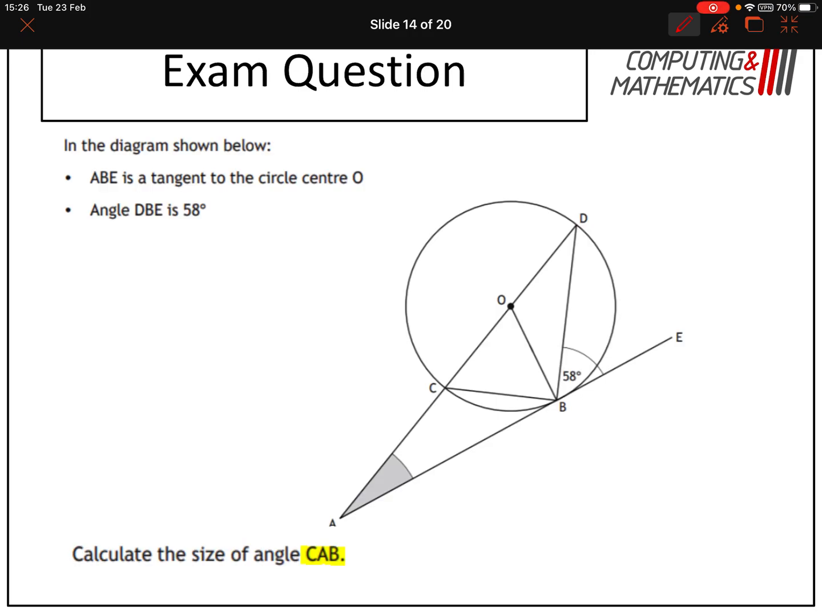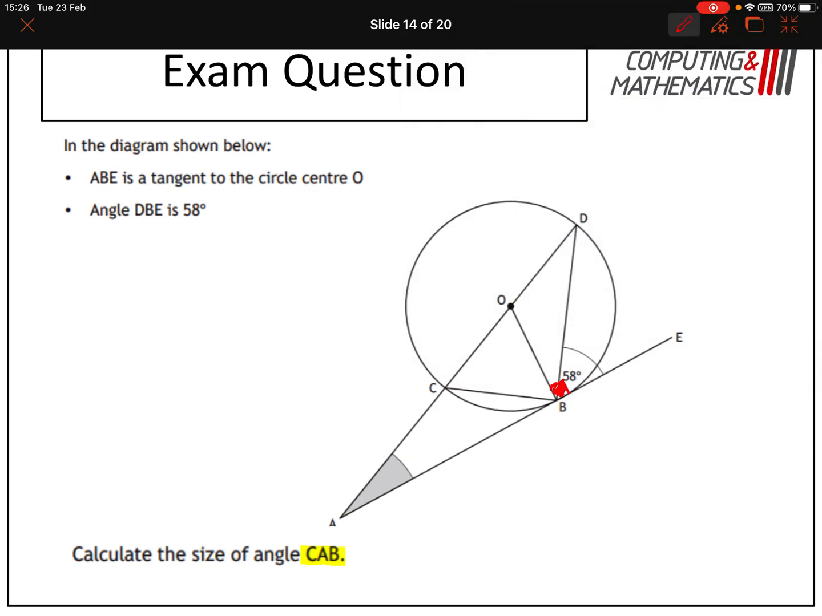Okay, so let's take a look at an exam question. Now, I want the angle CAB, so the first thing I'm going to do is identify it. There, it's down there. Okay, so that's the angle that I'm looking for. What else can I see and find in here? Well, I've got a tangent.